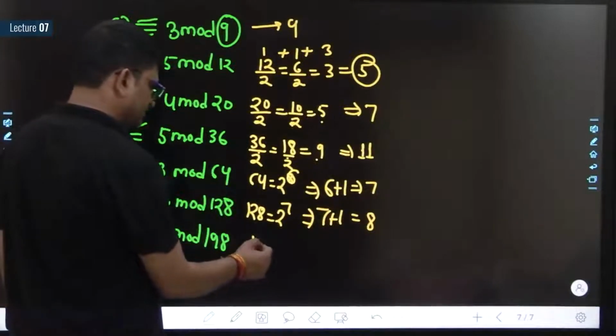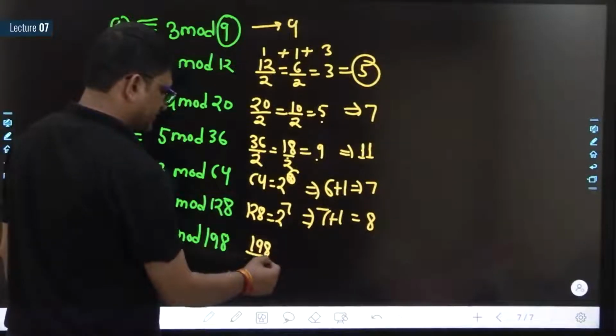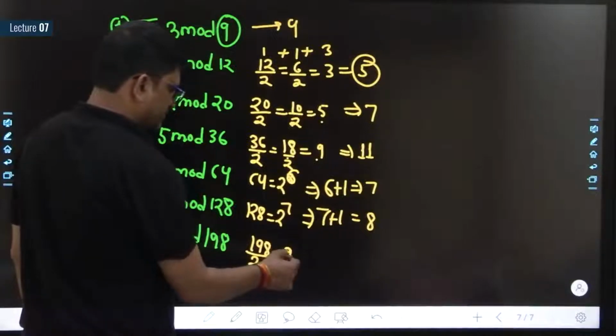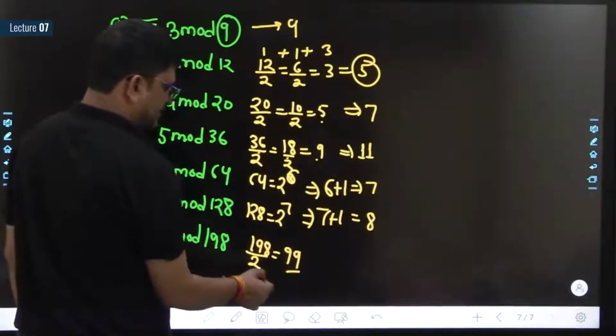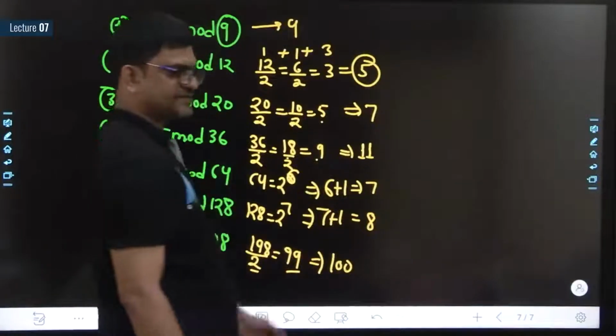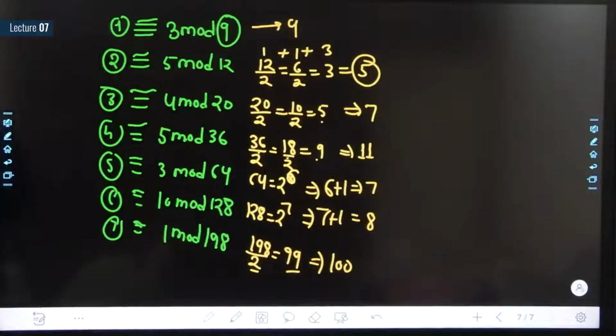198, divide by 2, 99 plus 1, 100. Minimal number of states is 100. Clear?